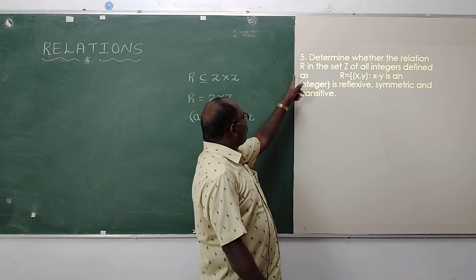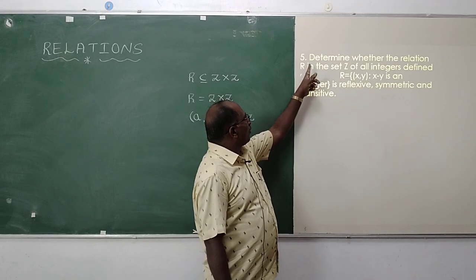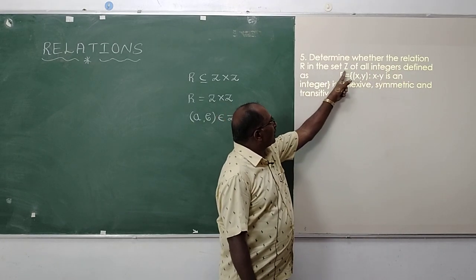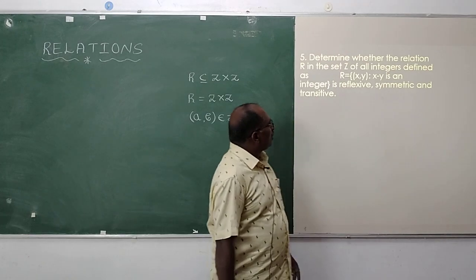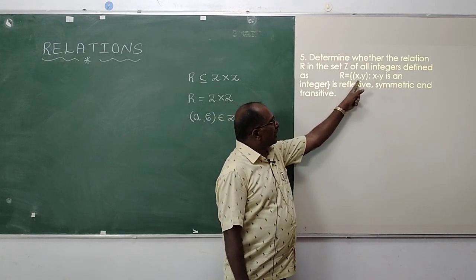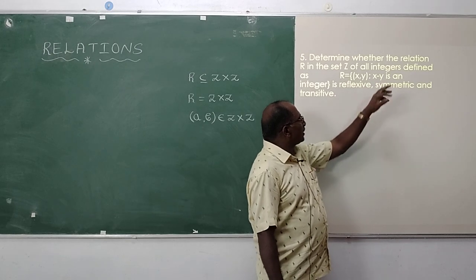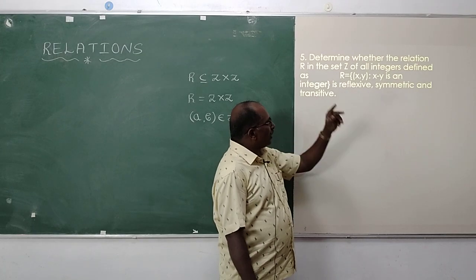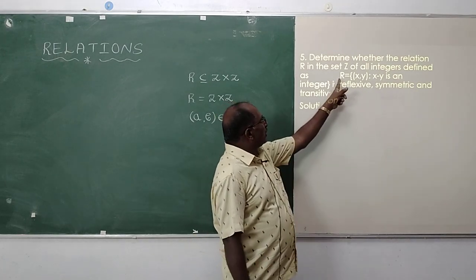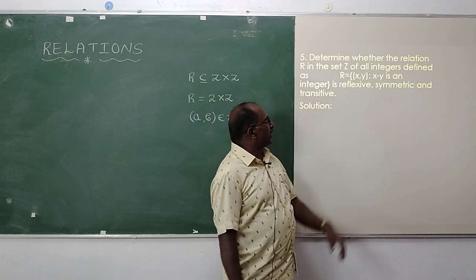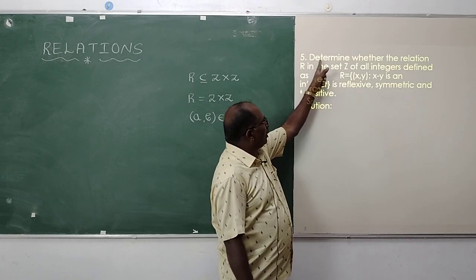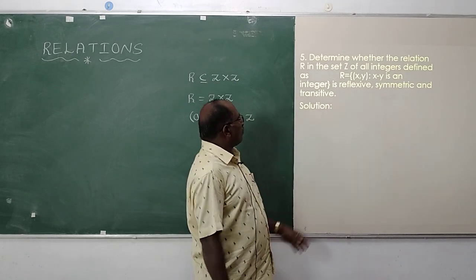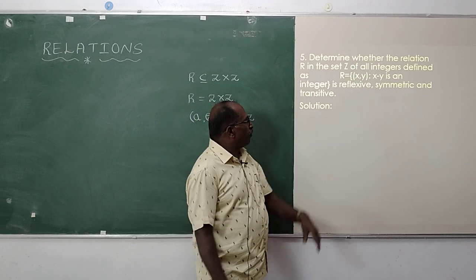This is problem number 5 of your exercise. The problem is: determine whether the relation R in the set Z of all integers, defined as R equals the set of all ordered pairs x comma y such that x minus y is an integer, is reflexive, symmetric and transitive. Students, here a relation R is defined on the set Z. Here we have to determine the reflexive, symmetric and transitive nature of the relation. Let us see the solution for this problem.